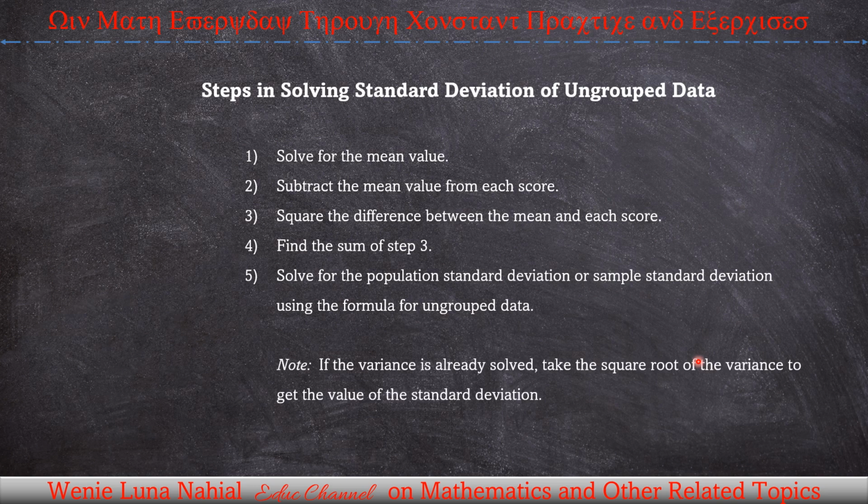Note: if the variance is already solved, take the square root of the variance to get the value of the standard deviation. By the way, these steps are exactly the steps of getting the population variance and the sample variance. That is why in getting the standard deviation, you have to get the population variance as well as the sample variance. And once you have the variance, you just take the square root, and that will become the population standard deviation or the sample standard deviation.